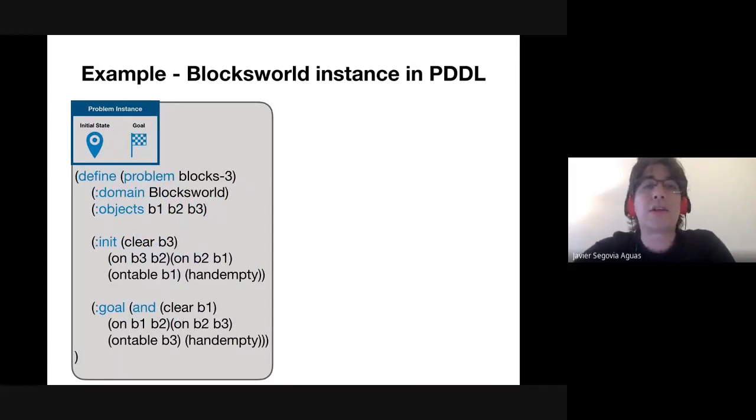So how does a blocks world instance look? Imagine a blocks world with three blocks, B1, B2, B3. We have this initial state where block B3 is clear, that is on top of B2, that is on top of B1, and B1 is on table, and we have the gripper empty. And the goal is to turn upside down this tower, to have the block B1 clear, that is on top of B2, and that is on top of B3, B3 is on table, and the gripper is empty.